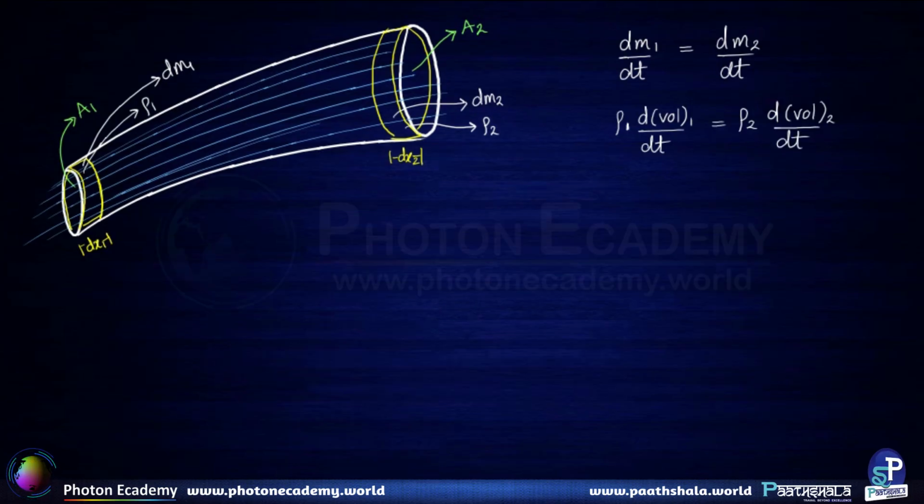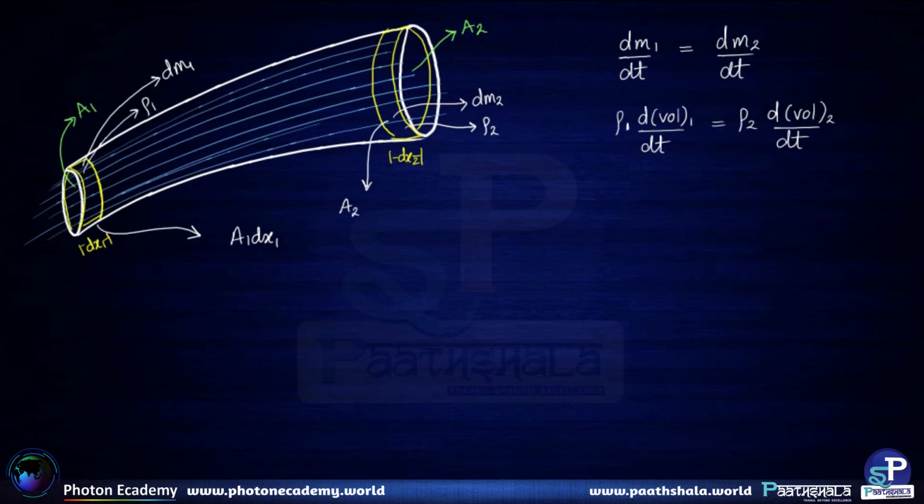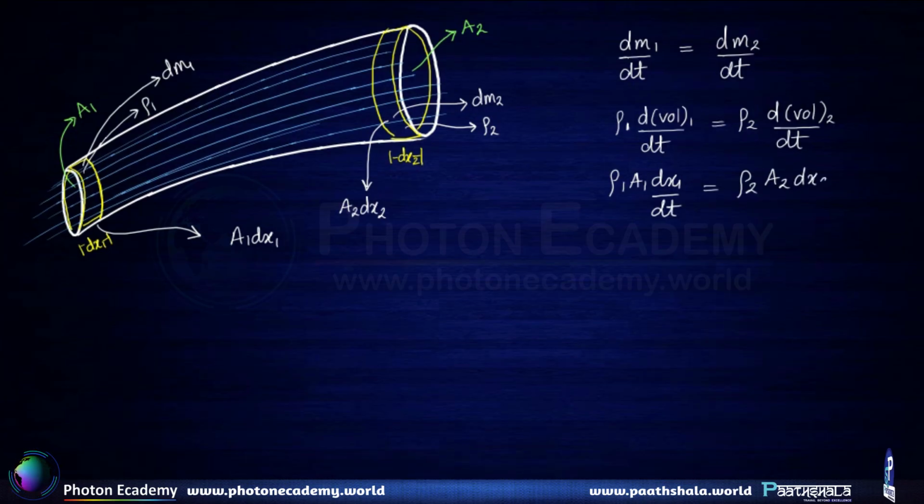Okay. So now what is volume 1? Volume 1 over here is nothing but area 1 into dx1. This is nothing but volume 1. Similarly, here volume 2 is going to be equal to area 2 into dx2. So here I can write ρ1 A1 dx1 by dt. This is going to be equal to ρ2 A2 dx2 by dt.